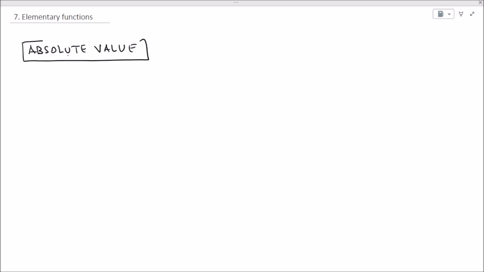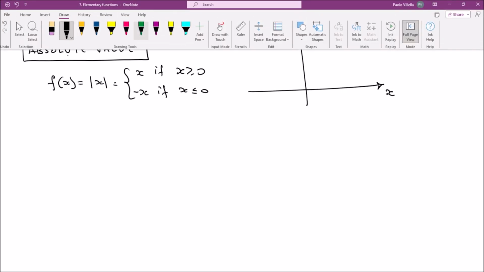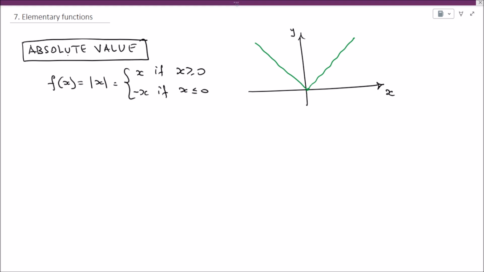Define it as follows. f(x) equal to the absolute value of x is equal to x if x is larger than or equal to 0, and minus x if x is less than or equal to 0. So the graph of the absolute value is the following. It is just the identity function for x larger than or equal to 0, and it will be just a mirrored image with respect to the y-axis for x less than or equal to 0, and we clearly see that this is an even function.